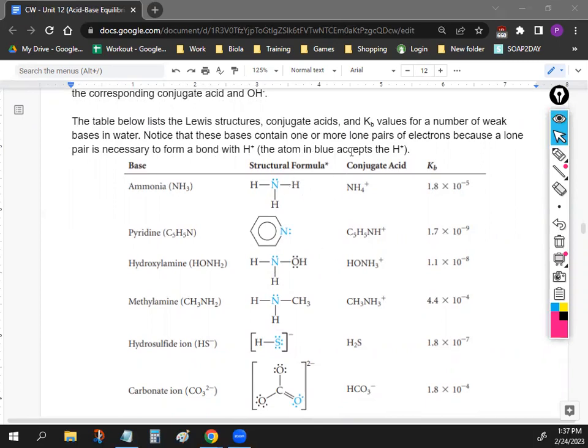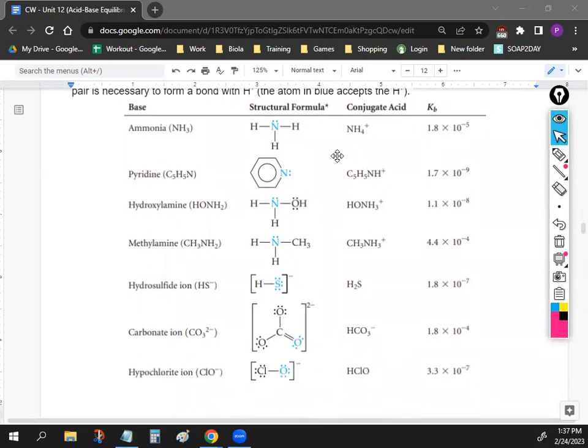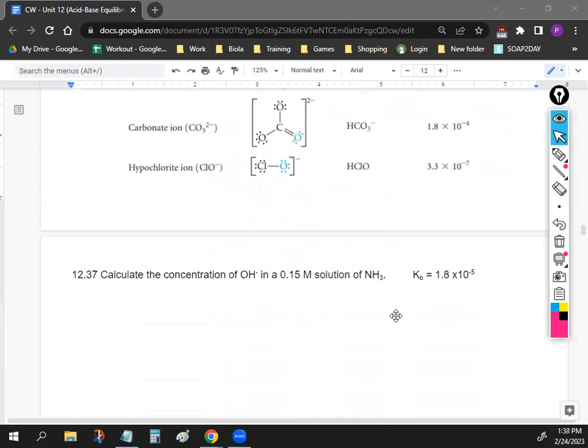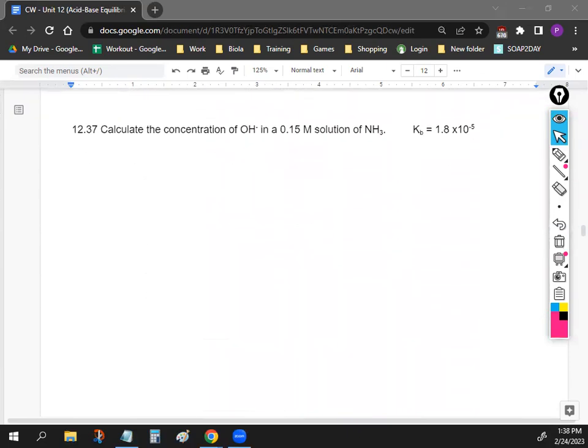All right, so let's go to the table. Take a look at it. Here we're going to compare some weak bases. Same thing as before. I feel like I'm just reviewing, because we are. The stronger the weak base, the higher the Kb value, and the weaker the base, the smaller. Basically the same thing.